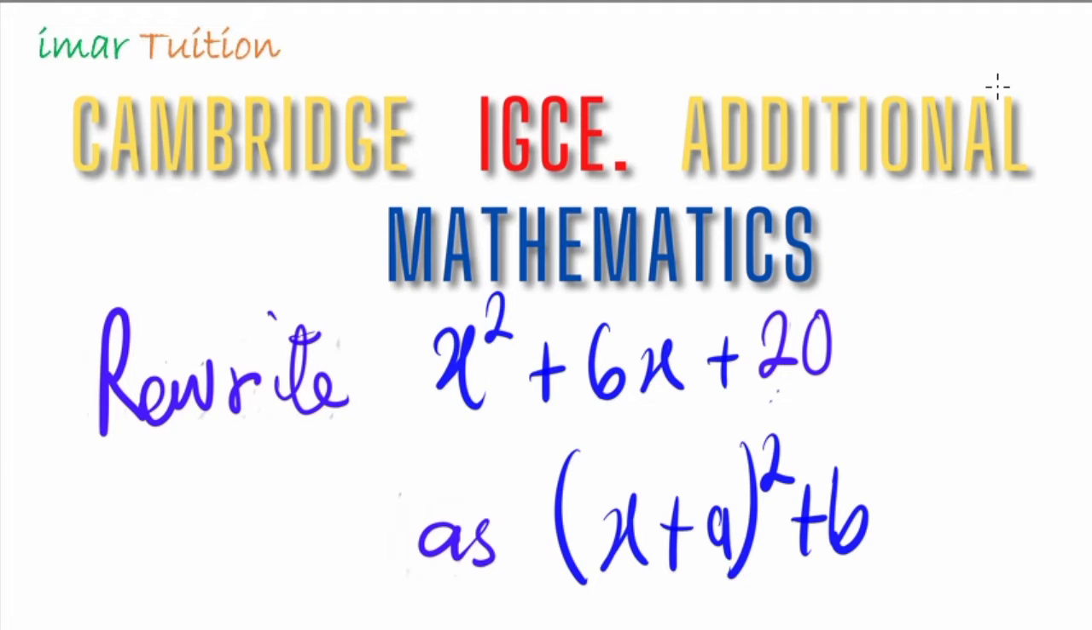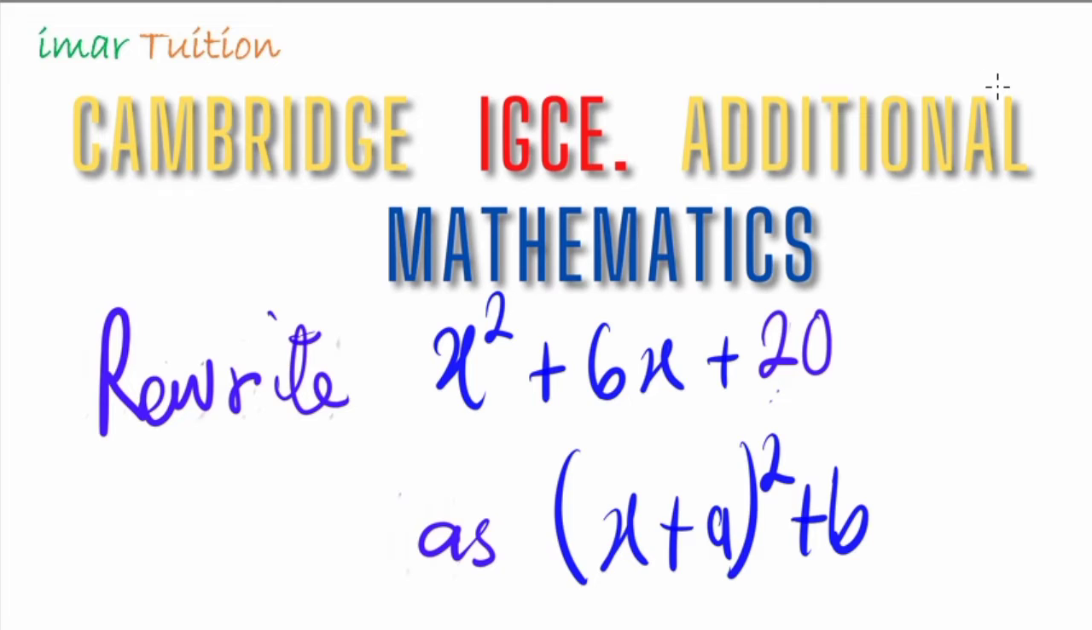In this video, we are asked to rewrite the quadratic equation x squared plus 6x plus 20 in the form (x plus a) squared plus b. Questions like these are common with the Cambridge IGCSE additional mathematics and similar additional mathematics examinations.